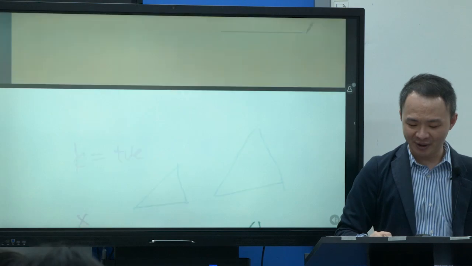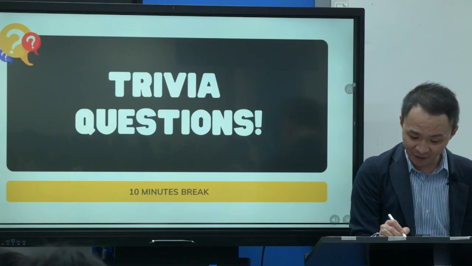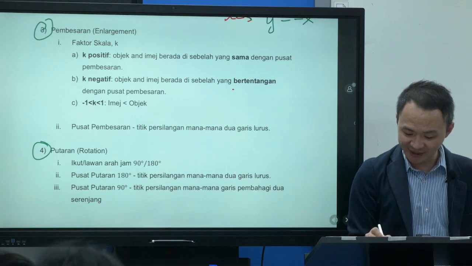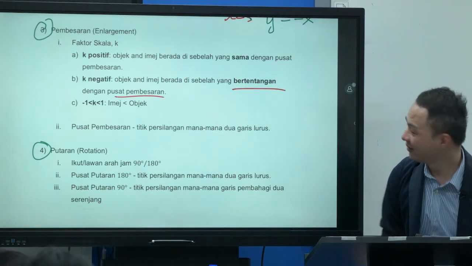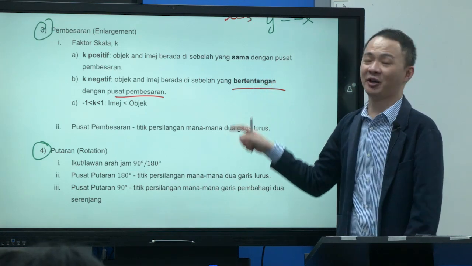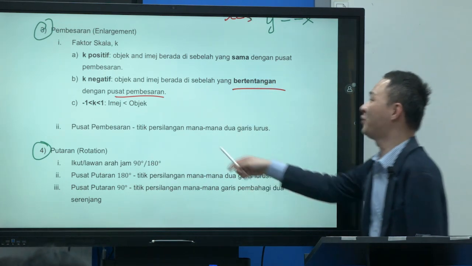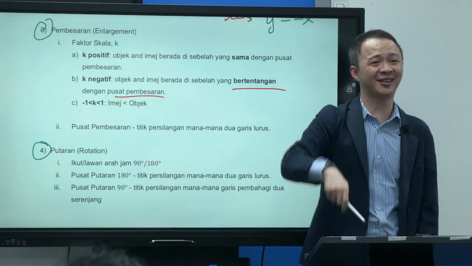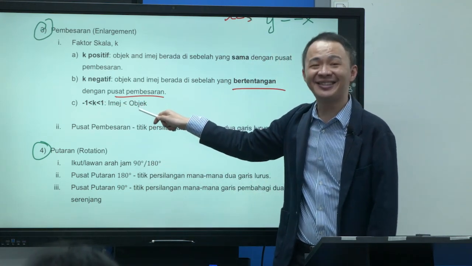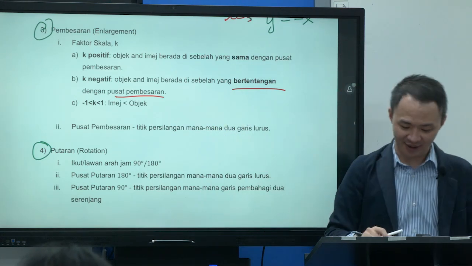So yeah, in the sentence, you can try to read yourself. Pertentangan dengan pusat pembesaran. So this one means actually they are at the middle. Okay. And this is what I said just now. If you have between 1 and negative 1 for scale factor, the image is smaller than the object. The size of the image is smaller than the object.